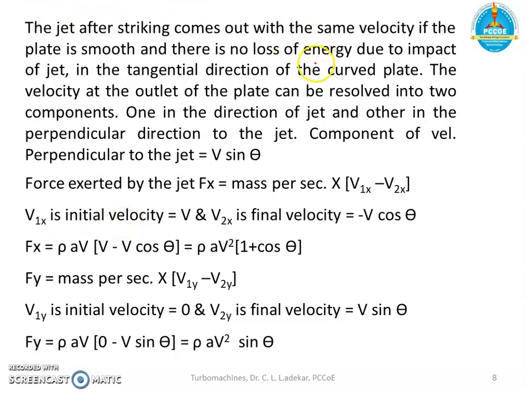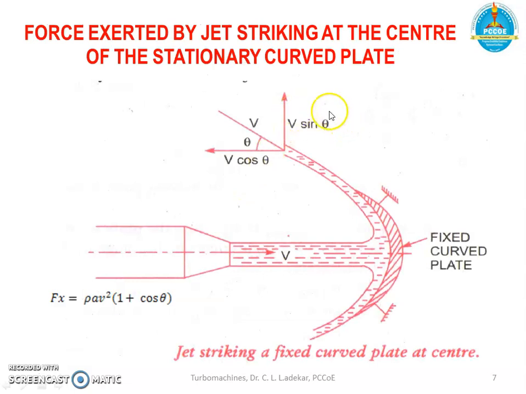So if the jet strikes smoothly and there is no loss of energy, it will come out with the same velocity v in the direction of the plate, and therefore the component of velocity perpendicular to the jet will be v sin theta. If you see here, this is v sin theta, which is perpendicular to the jet, and this is parallel to the jet, v cos theta.